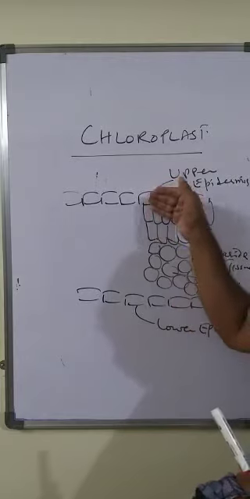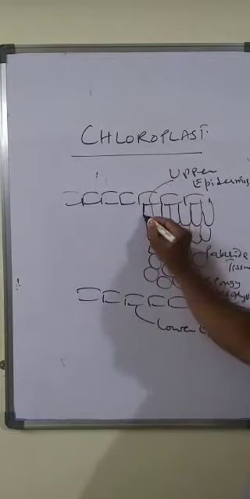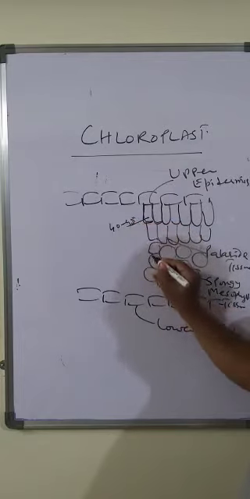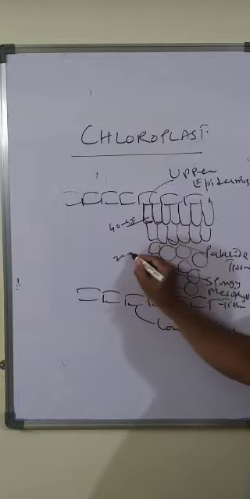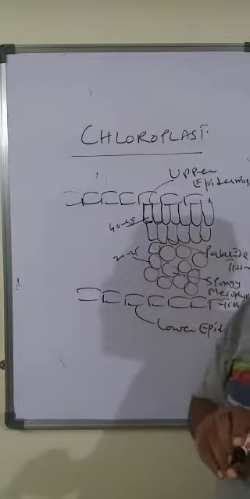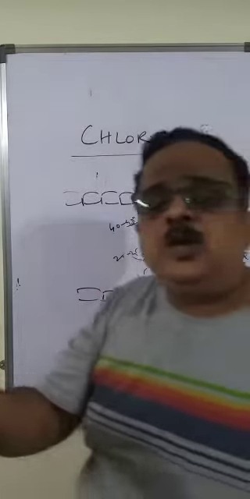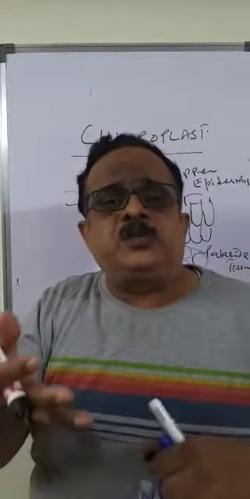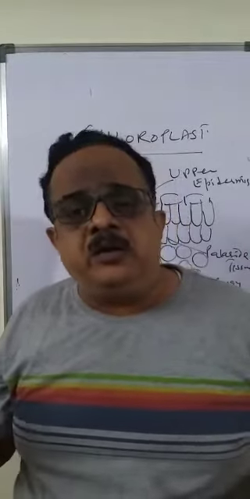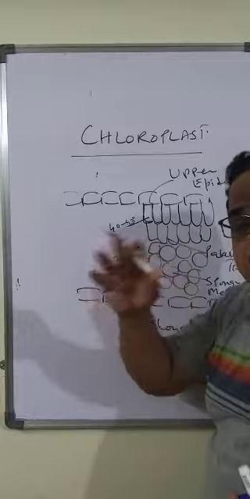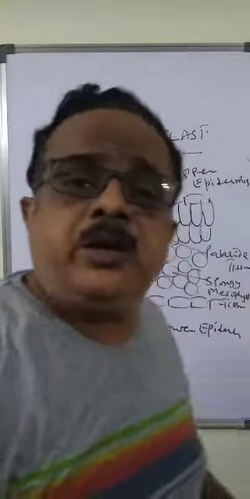In the upper surface, in each palisade cell, nearly 40 to 45 chloroplasts are present, whereas in the spongy mesophyll cells, 20 to 25 chloroplasts are present. So more chloroplasts means more chlorophyll. When more chlorophyll is present, it looks dark green in color. So that is the reason why the upper surface of the leaf looks dark green in color.